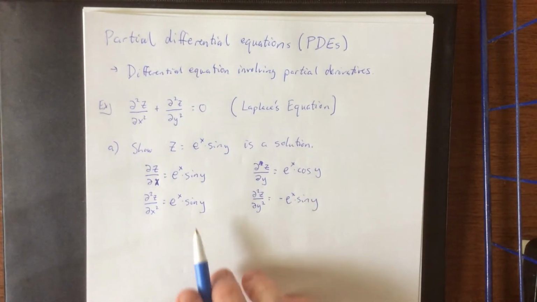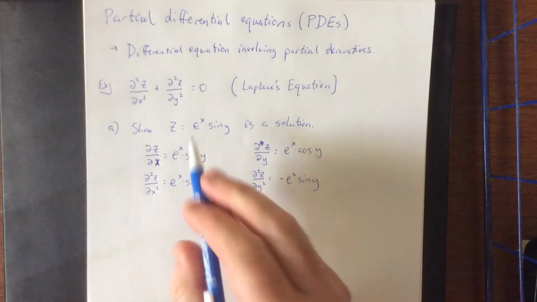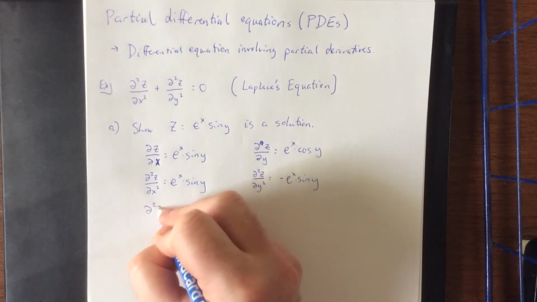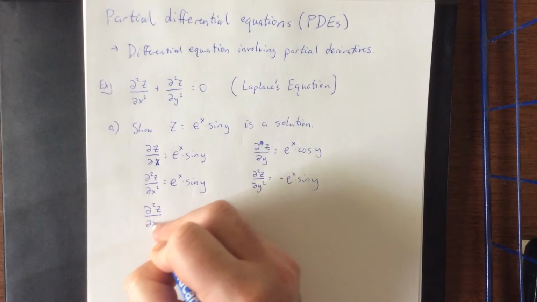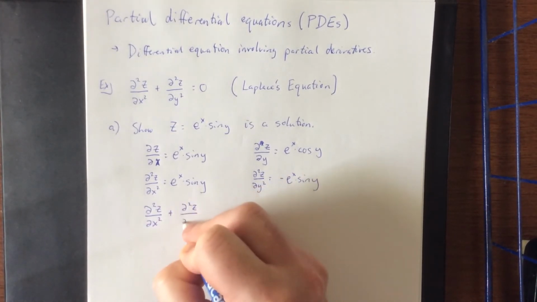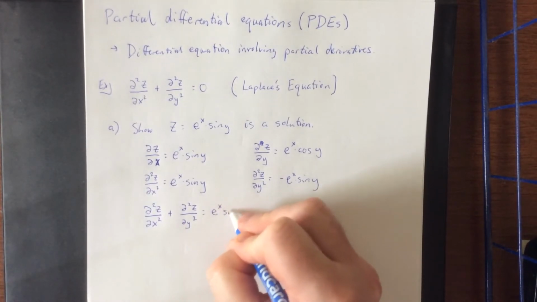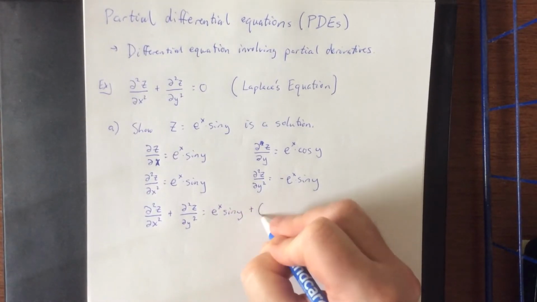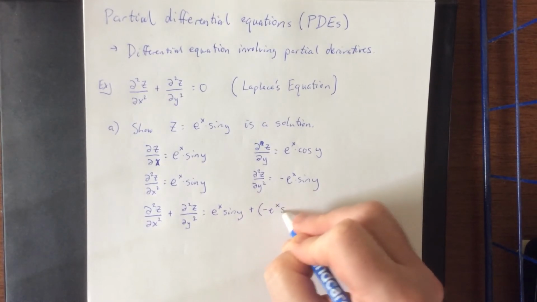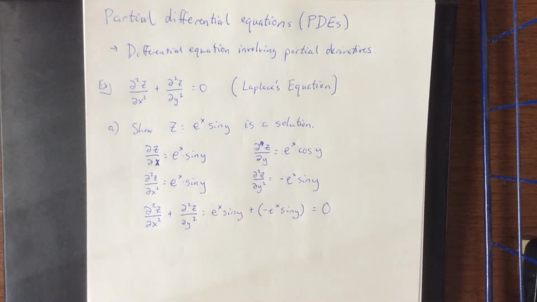Now you'll note that when we add these two derivatives together, we are going to wind up getting 0. So d squared z dx squared plus d squared z dy squared would be equal to e to the x times the sine of y plus the negative e to the x sine of y. Combining those together will give us 0.